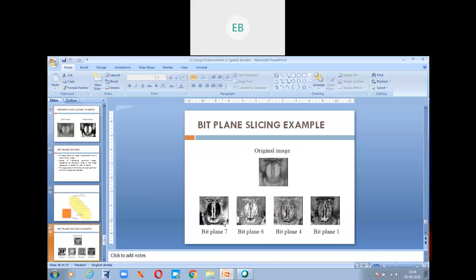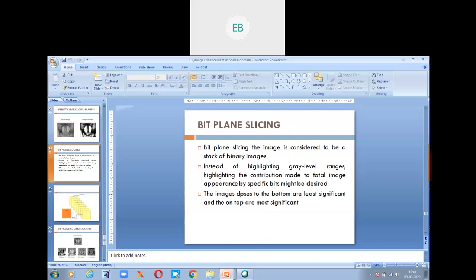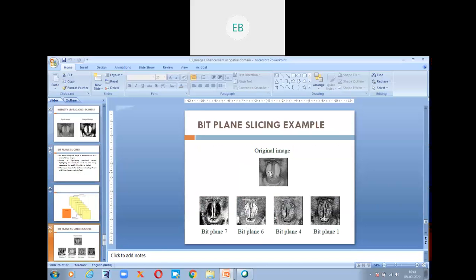When we display the image in terms of bit planes, say this is the original image, then this is bit plane 7, this is 6, this is 4, this is 1. See the variations in the image when we talk in terms of bit plane slicing. It is talking about a stack of binary images, in the form of bit planes, or plane levels. So do you remember these terms now?